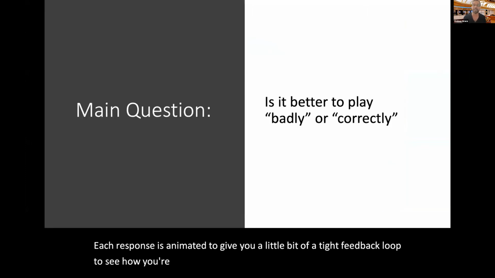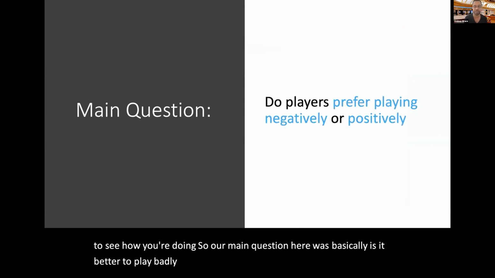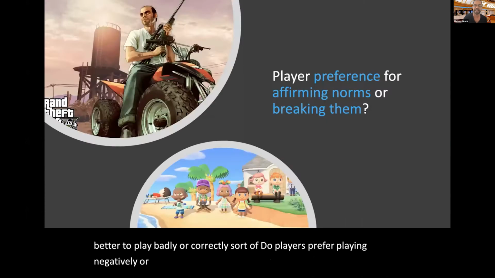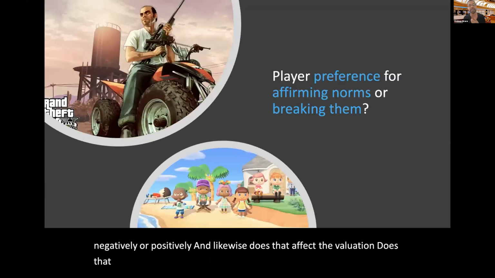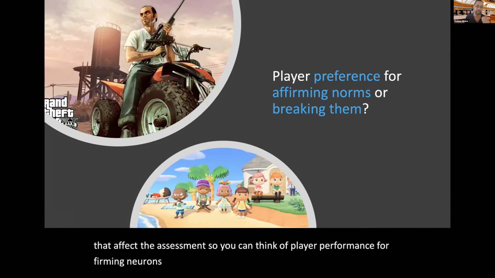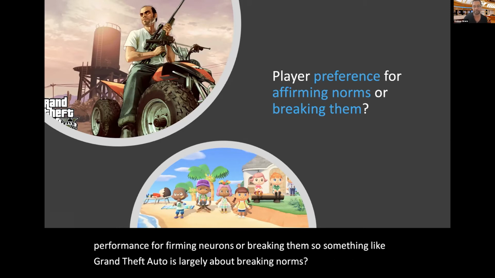So our main question here was basically, is it better to play badly or correctly? Do players prefer playing negatively or positively? And likewise, does that affect the evaluation? Does that affect the assessment? So you can think of player performance as affirming norms or breaking them. Something like Grand Theft Auto is largely about breaking norms, and then other games may be about affirming them.